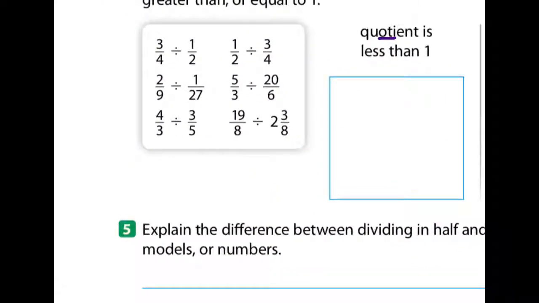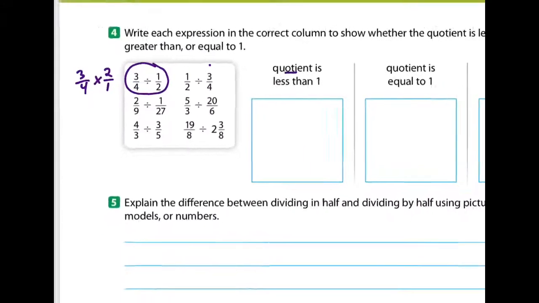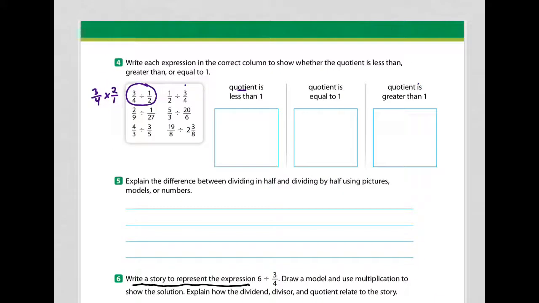So 3/4, let's start with this one. 3/4 divided by 1/2 is the same as 3/4 times 2/1. Now, if I double 3/4, I know my answer is going to be greater than 1. So 3/4 divided by 1/2 should be in that box.